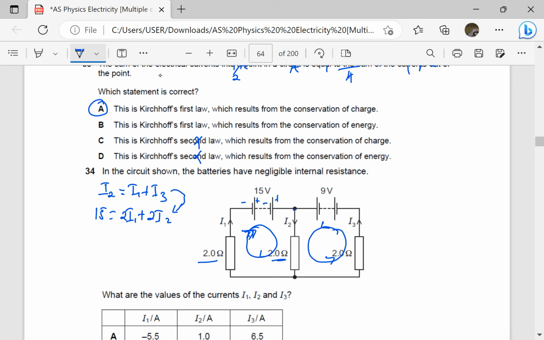Okay, let me remove I2. But before I remove I2, let me look at the second loop. The second loop, the EMF is going to be positive 9. The PDs, we have this current in the same direction as the loop, so this is positive. So that is 2 times I2.